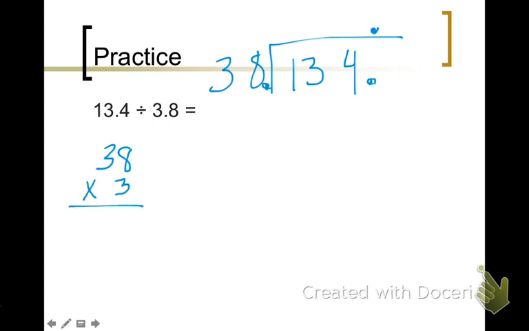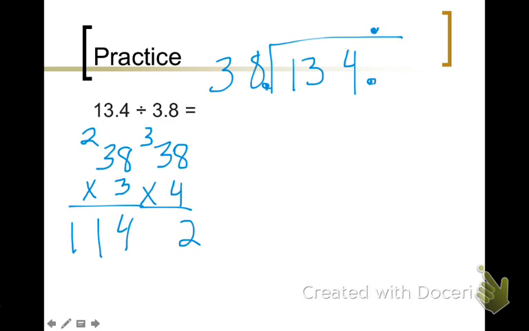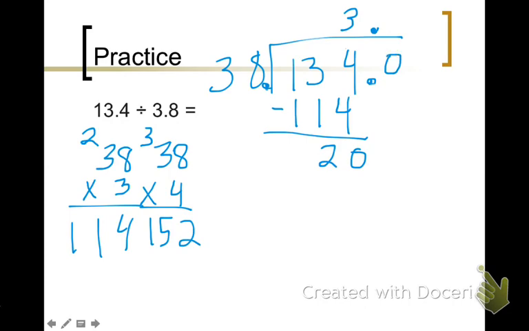8 times 3 is 24. 3 times 3 is 9, plus 2 is 11. That might be all right, but I'm going to go ahead and also try times 4 just to be sure. 8 times 4 is 32. 3 times 4 is 12, plus 3 is 15, and that is too much. So I'm going to do 3 times, and that is 114. Notice in this problem I do have to add a 0 and bring it down.